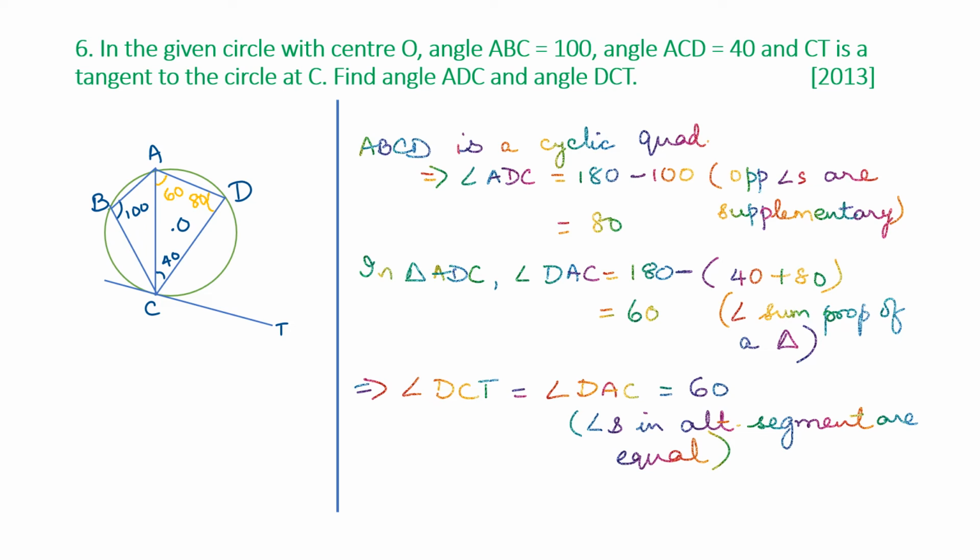And now remember, we have to find out angle DCT. This angle is what we need to find out. If you see over here, DC is the chord with the tangent, and angle DAC is the angle in the alternate segment with the same chord DC, which implies that this 60 degrees will be the same as this 60 degrees, angles in the alternate segment. So angle DCT is equal to angle DAC equal to 60 degrees.